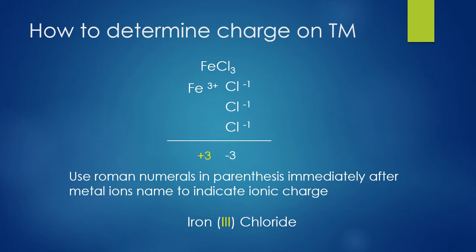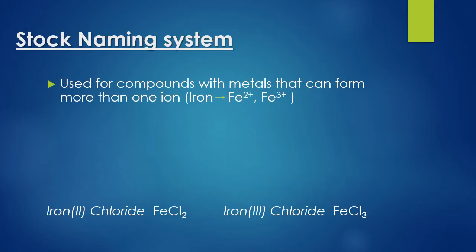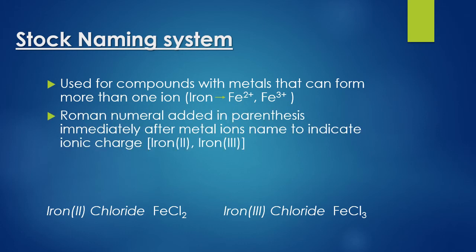When you are writing these, you don't have to put parentheses around the Roman numeral. That's just my personal preference. So now we're just looking at the 2 examples we would see with the 2 different iron ions and what those would look like. So you can see iron has 2 different ions, iron 2+ and iron 3+.